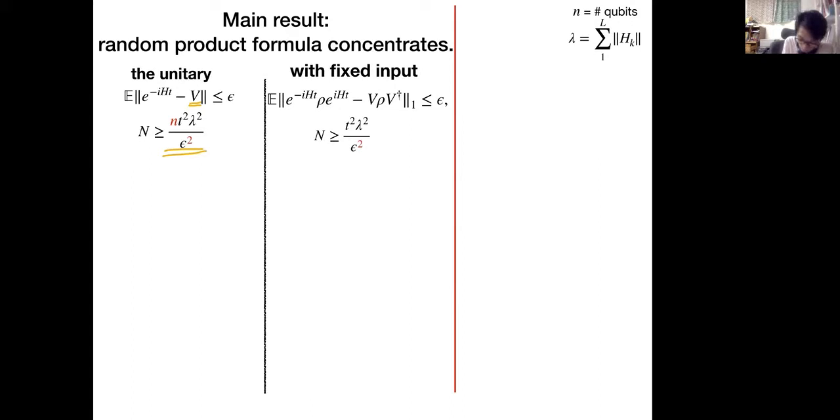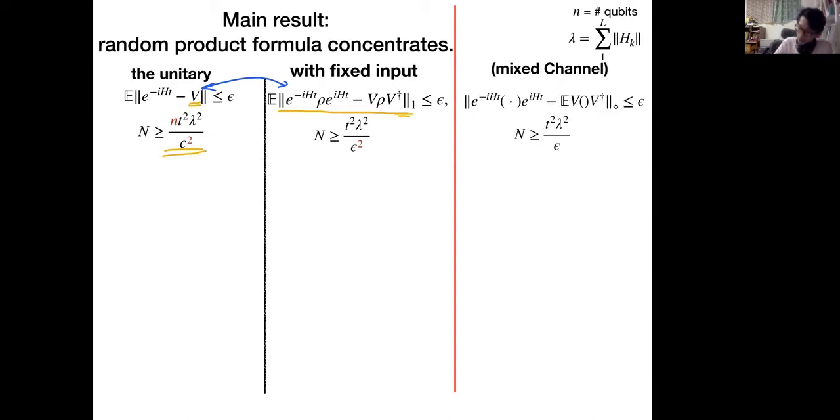Note that we're using this trace norm. Usually the trace norm and spectral norm are used interchangeably in the deterministic setting. However, in the randomized setting, this becomes very subtle, and these two notions become quite distinct. It differs by the order of quantifiers. And finally, let's compare with the mixed channel. There, the error is in terms of the diamond distance, and the gate count is the best. Our concentration result has an epsilon squared.